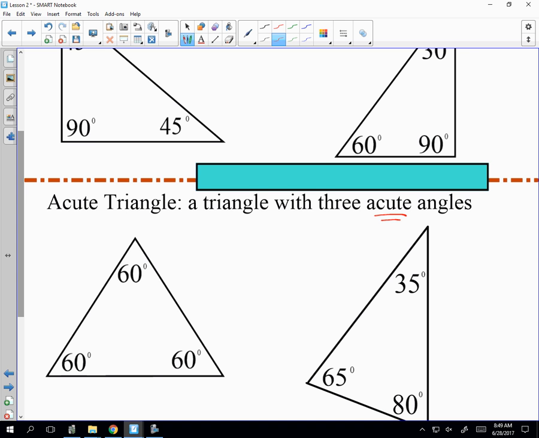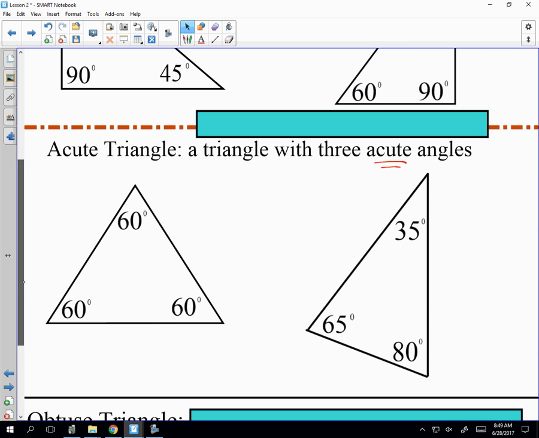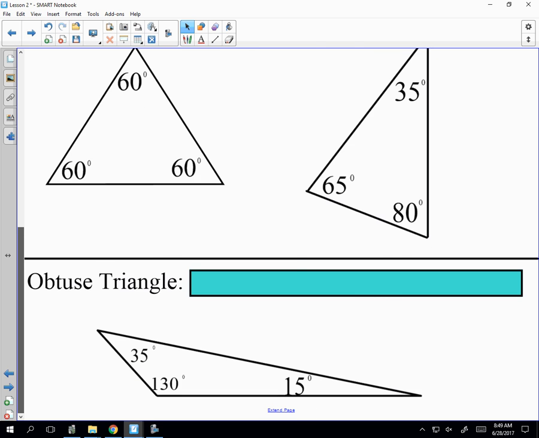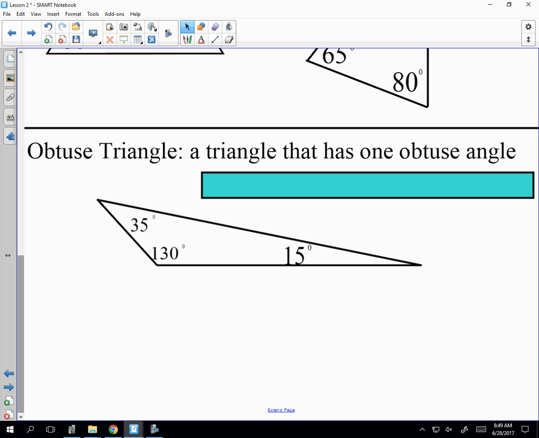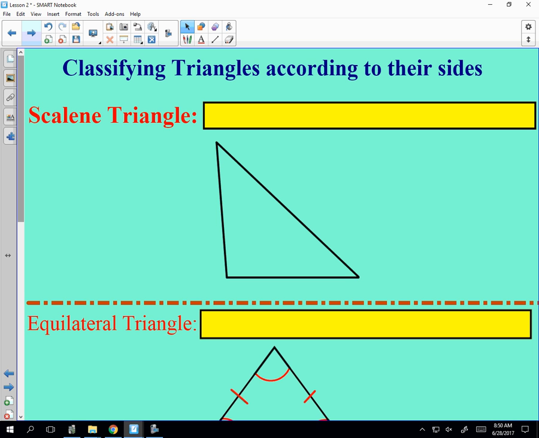So when I've talked about before, when you're trying to predict an angle before you solve, understand, is it 90? Is it less than 90? Is it greater than 90? Acute triangles have three angles, all less than 90. And then we have our obtuse triangle, where we have a triangle that has one obtuse or one greater than 90 angle.